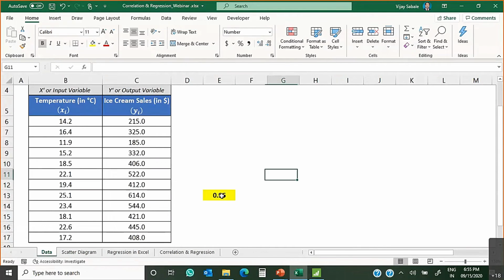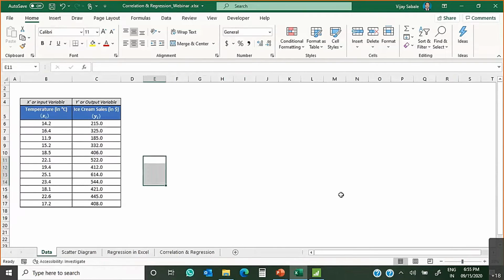Now let's understand how to draw the scatter plot in Excel. I am also going to explain in Minitab, but that will be the latter part. Let's understand how to draw the scatter plot in Excel.